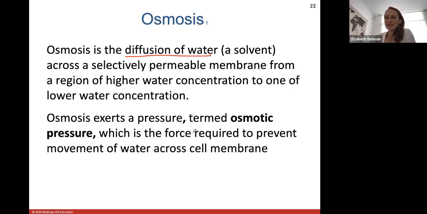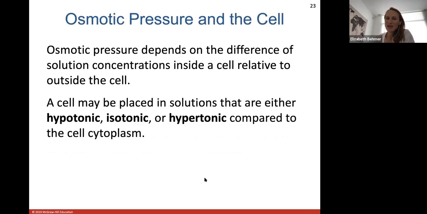All right. So osmosis can exert a pressure called osmotic pressure, which is the force required to prevent movement of water across the cell membrane. And we'll show you what this means when I go over some pictures. But osmotic pressure depends on the difference of solution concentrations inside of the cell relative to outside of the cell.